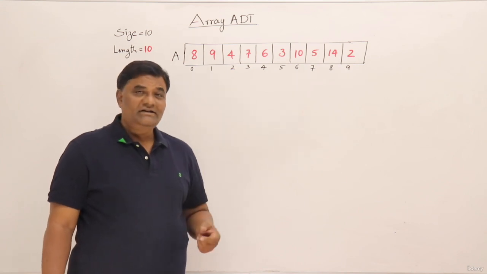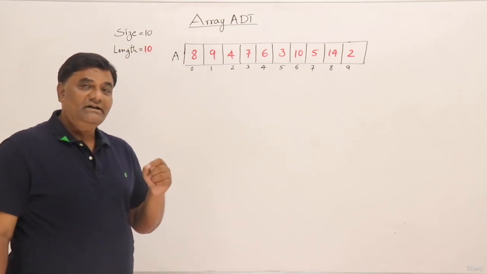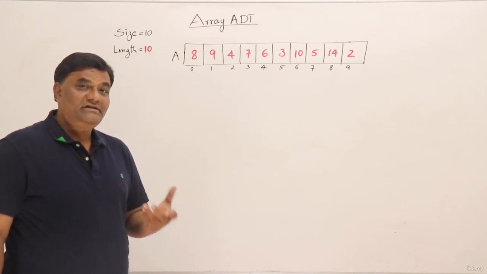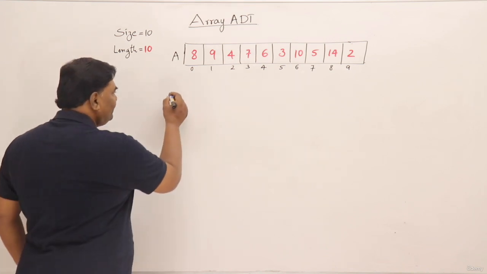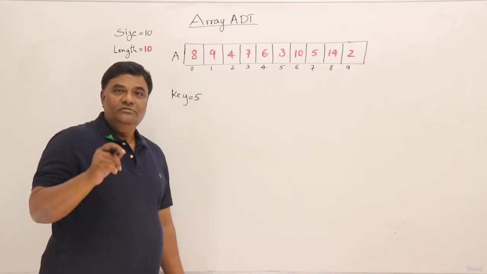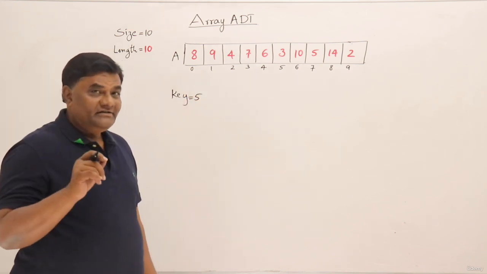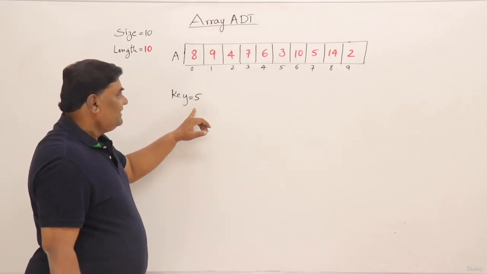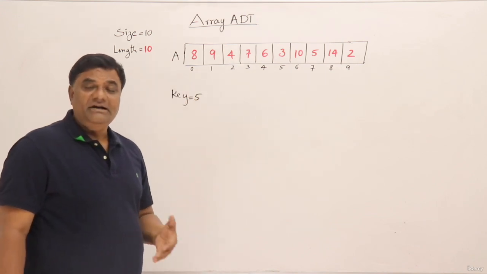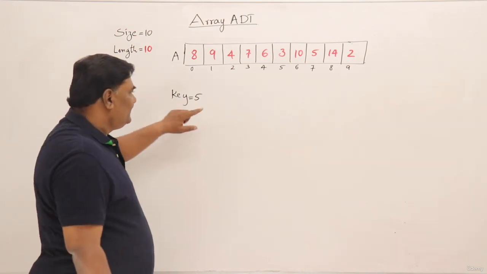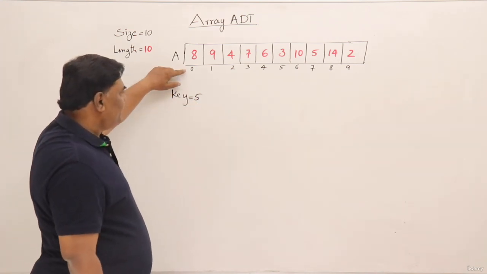Then in a list, if I want to search for any key element, so the value that we are searching, usually we call it as key. So suppose I am searching for a key that is 5. Let us look at linear search method. In linear search, we search for the key in a list linearly by checking the elements one by one. For searching 5, we will start comparing from the first element onward.